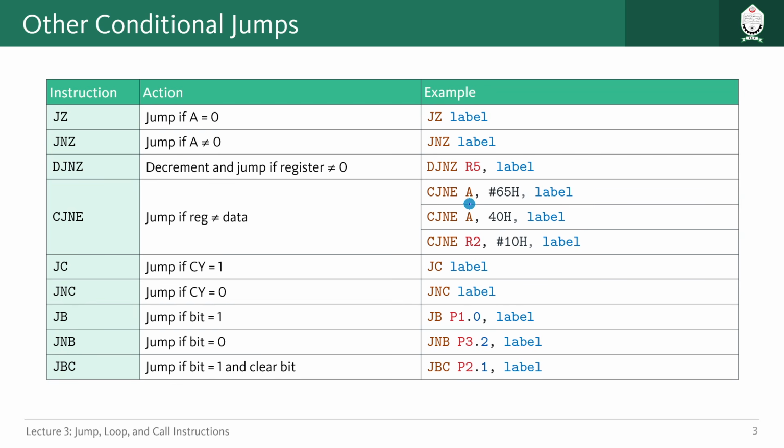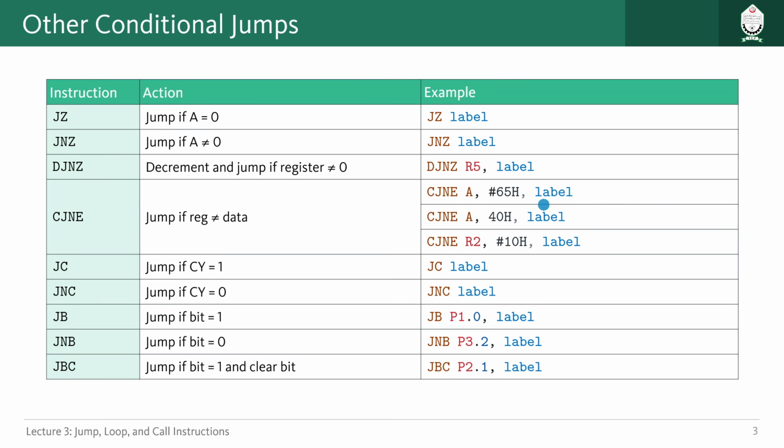Here you can see we are doing some kind of comparison. We compare this particular register with this value. If they are equal, that means whatever is stored in register A is equal to 65H, then we move on to the next line without going to this label. But if they are not equal, then we have to go to the given label. That's how it works.